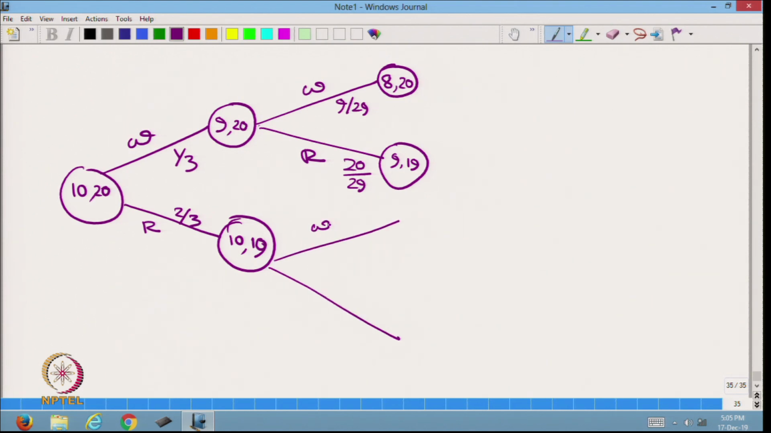Similarly, from here we will get 9, 19, and that probability is going to be 10/29. And from here, if it is a red, then we are going to get 10 whites and 18 red, and that probability is going to be 19/29. Now we are drawing the third ball.